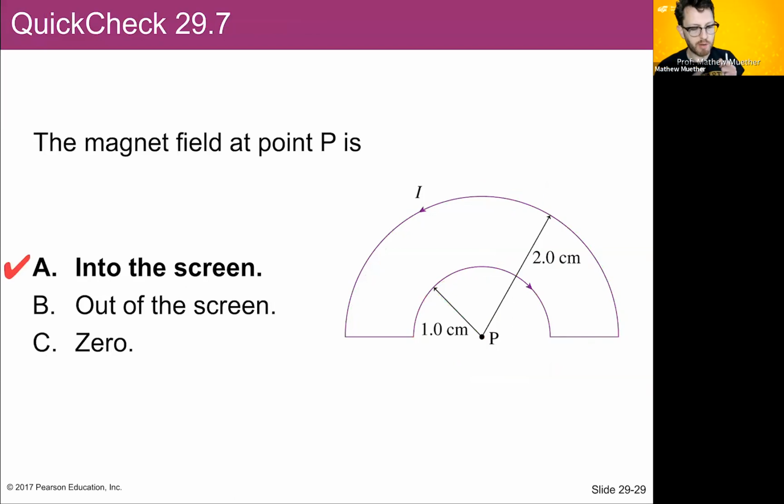So I have the magnetic field coming from that upper branch and lower branch pointing in opposite directions, but because P is closer to that lower branch, that has the stronger magnetic field due to proximity, and so the magnetic field from that upper branch can't completely cancel out the field coming from the lower branch.